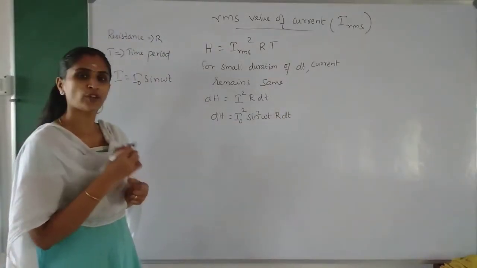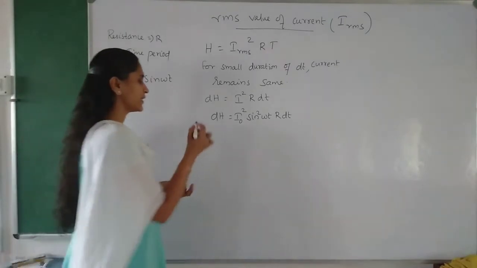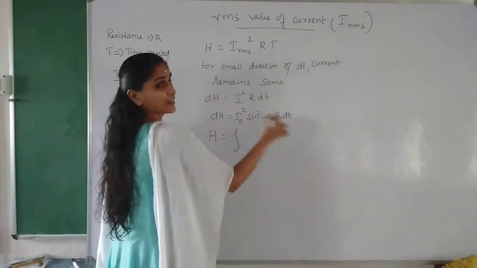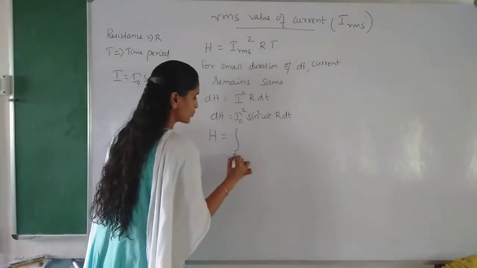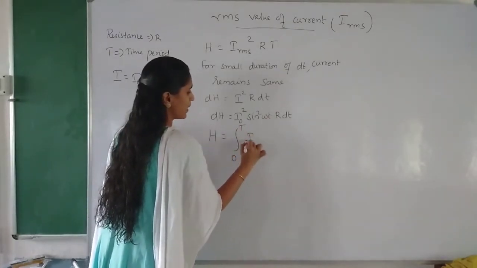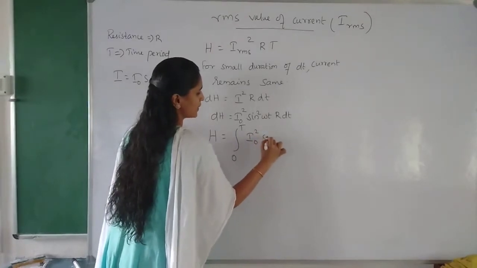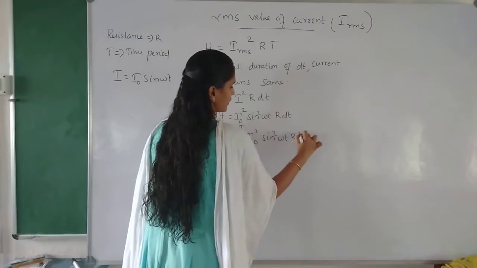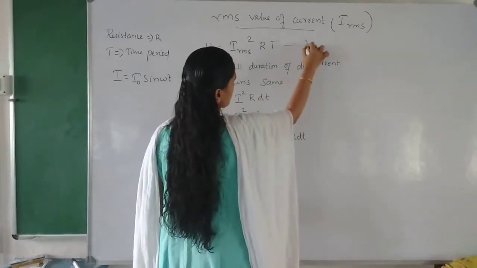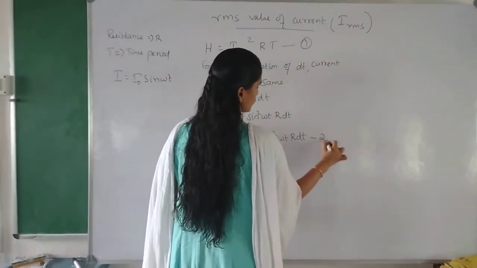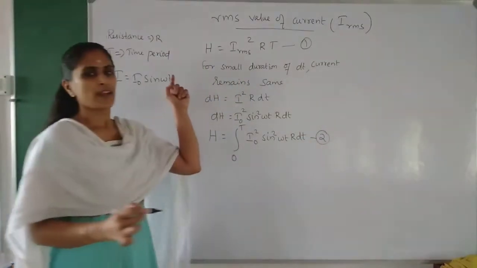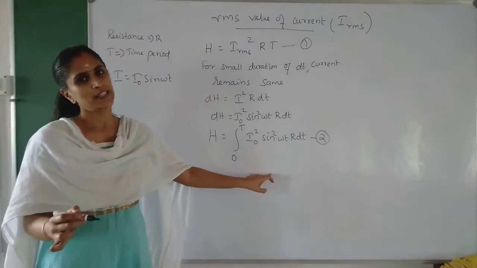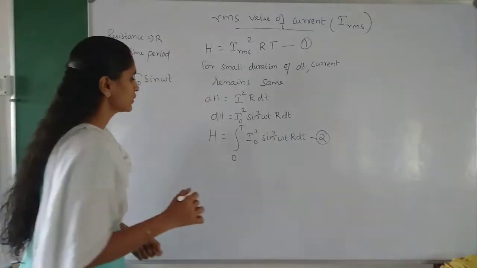And how to find the total heat energy? Total heat energy can be found out by integrating. Now here, which is the variable? t is the variable. So integral 0 to T of I0 square sin square omega t R dt. So this is our expression 1, and this is equation 2. According to the definition, this heat energy should be equal to this, so we can equate both sides. What will we get?